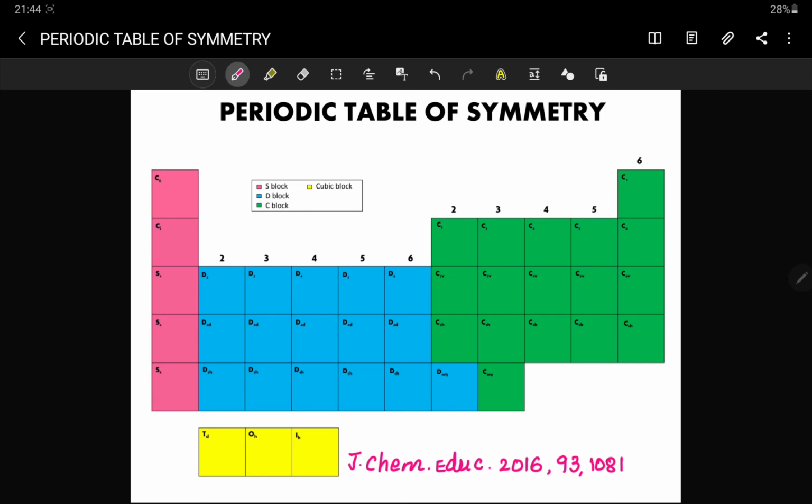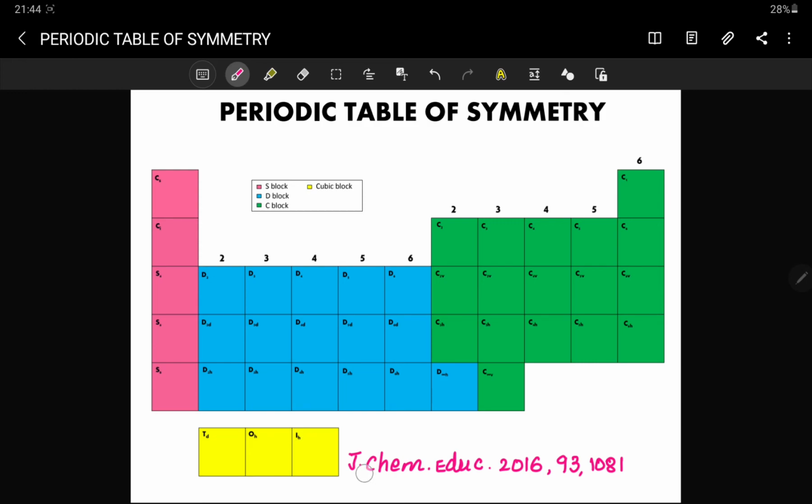In the regular periodic table of elements, F block do not fit into the table and was given a special position. Even in the case of symmetry periodic table, we find such a special position which is provided for the cubic point group. Since these are the point groups that contain multiple higher order principal axes, they do not match with other point groups which contain only one principal axis. So the special position for cubic point groups is justified.